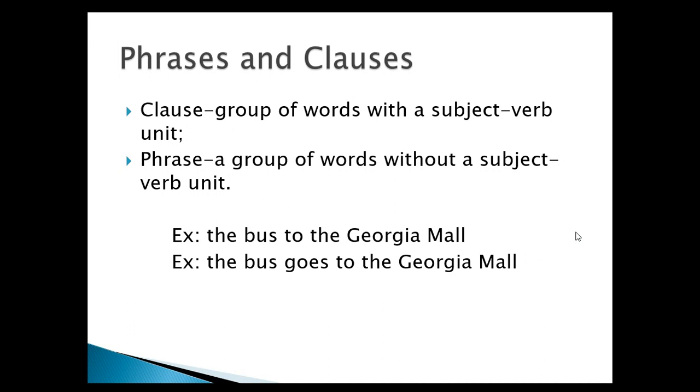So the first thing is looking at phrases and clauses. A lot of times we can get these confused, but a clause is a group of words with a subject-verb unit, whereas a phrase does not have a subject-verb unit. You notice here it says "the bus to the Georgia Mall." There's no verb, therefore that's why it is a phrase. And "the bus goes to the mall." There's the verb. That's why it is a clause.